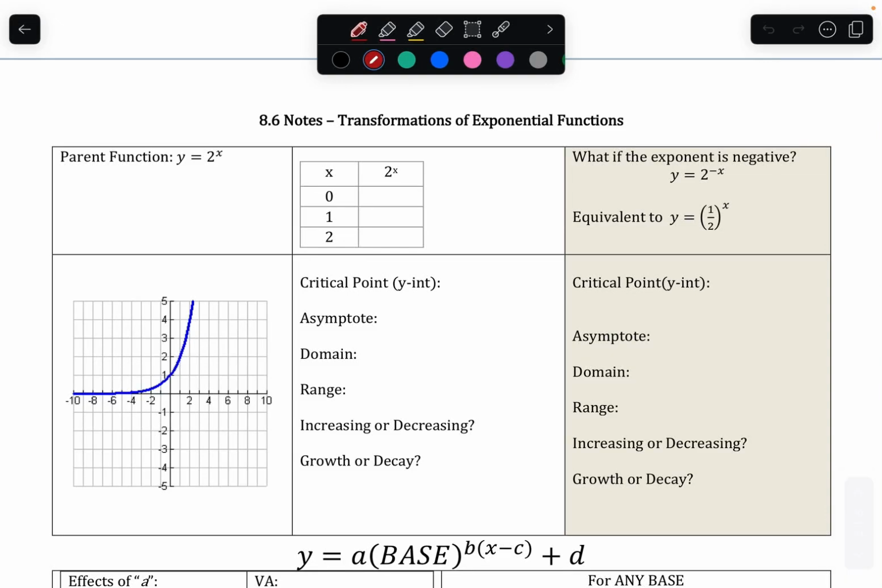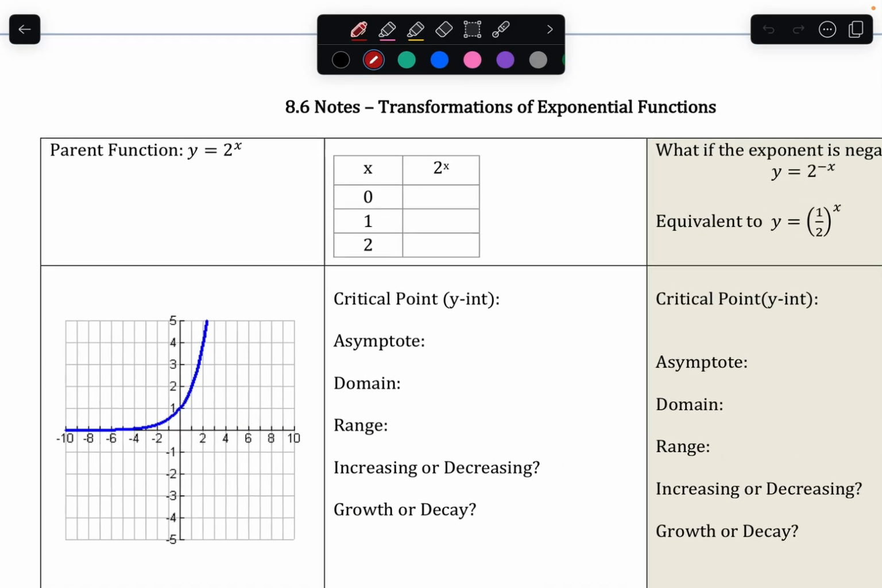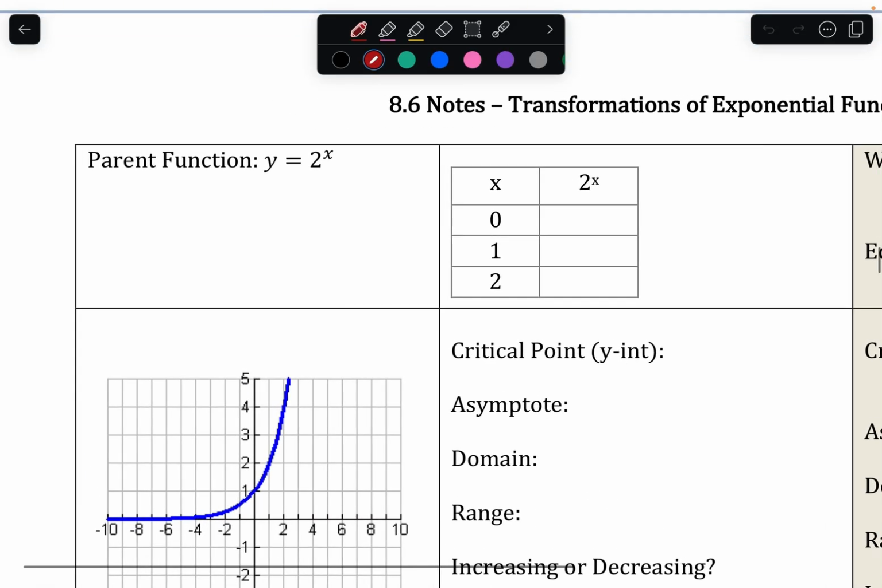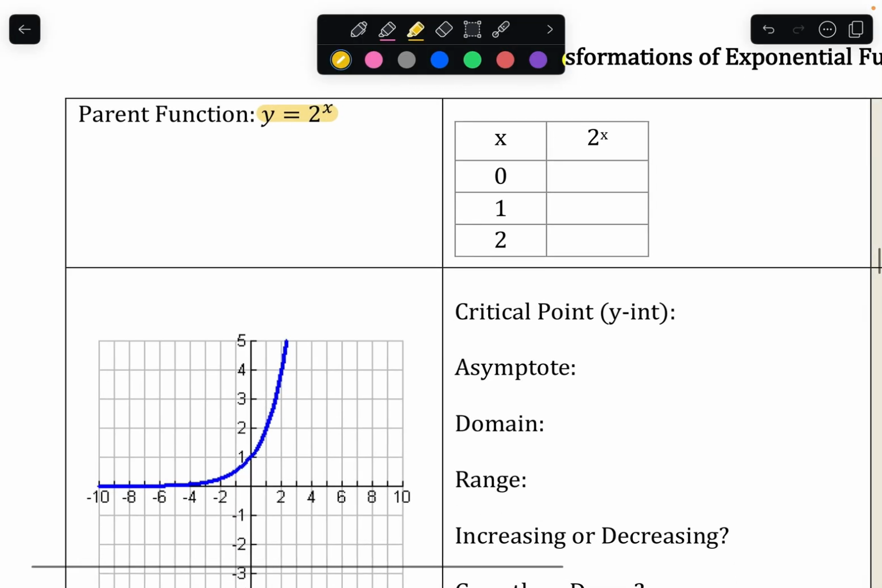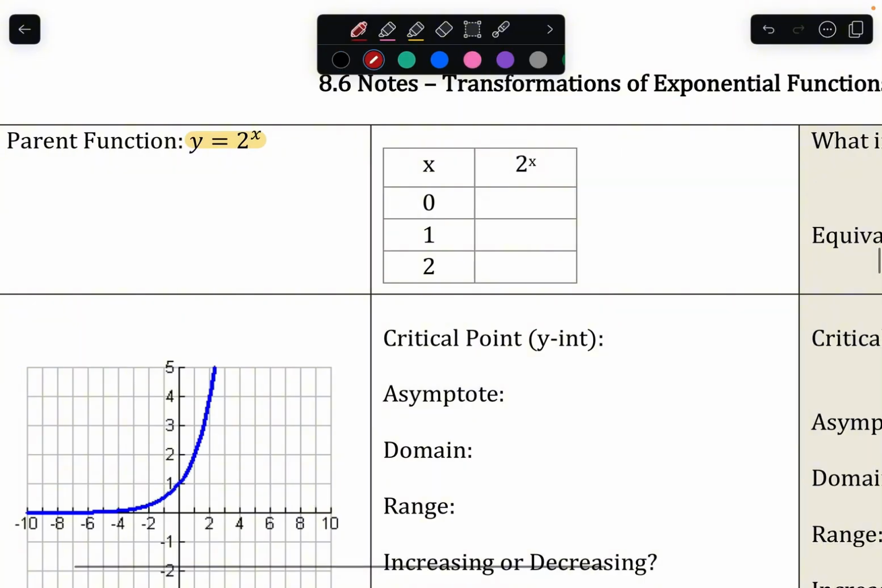All right, in this lesson, we are going to talk about how to graph exponential functions using transformations. And so we're going to look at the parent function 2 to the x. There's also 10 to the x, there's e to the x, 5 to the x, 1/2 to the x, but we're going to focus on y equals 2 to the x right now.